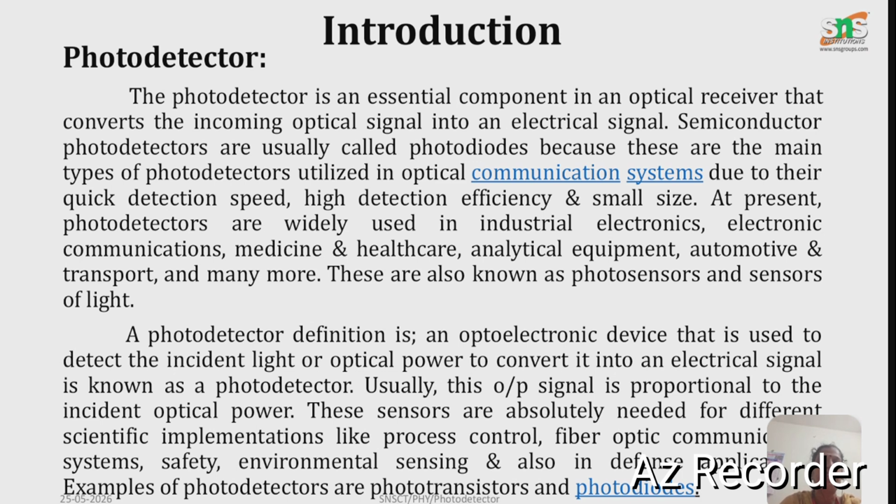A photodetector is an optical electronic device that is used to detect the incident light or optical power and convert it into an electrical signal. Usually this output signal is proportional to the incident optical power. This can be used for many scientific implementations like process control, fiber optic communication systems, safety, environmental sensing, etc.